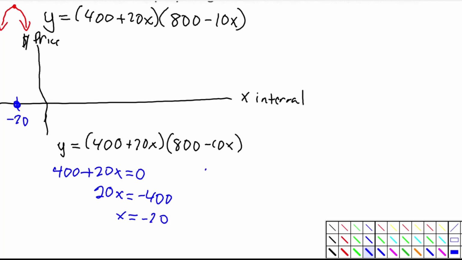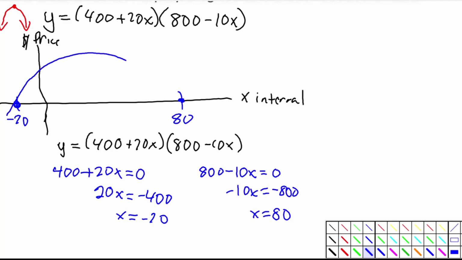Let's solve the other one. We have 800 minus 10x equals 0. Solve that, so you get negative 10x equals negative 800, and x is equal to positive 80. So now I have another zero over here at 80. Now you have two of your zeros of your quadratic, because it was in factored form. So you know your quadratic is going to look something like that.